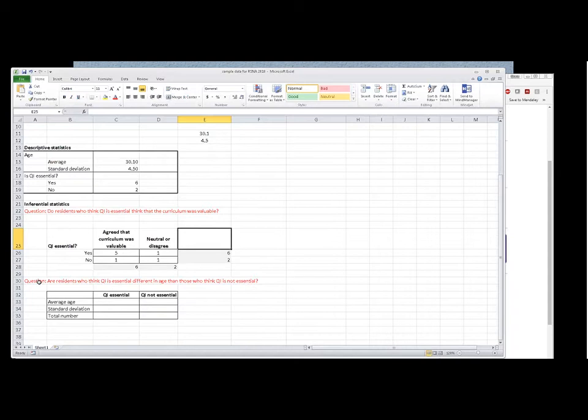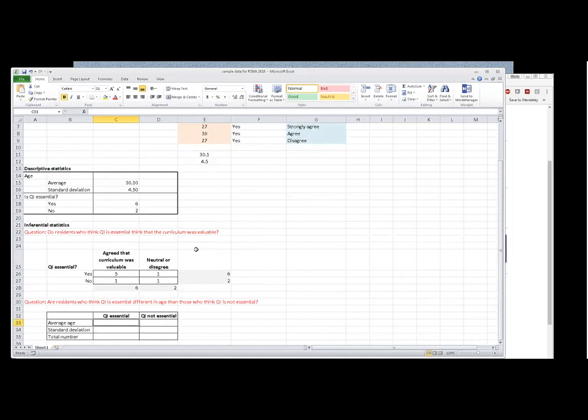But let's say you were asking this relatively artificial, contrived question about whether residents who think QI is essential are different in age than those who don't think it's essential. Maybe your hypothesis is that older residents think that it's not essential, whereas younger residents think that it is. And there you would go back here and take the average age of the subset of residents that thought QI was essential versus those that did not.